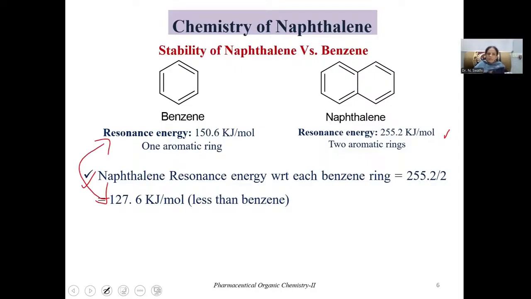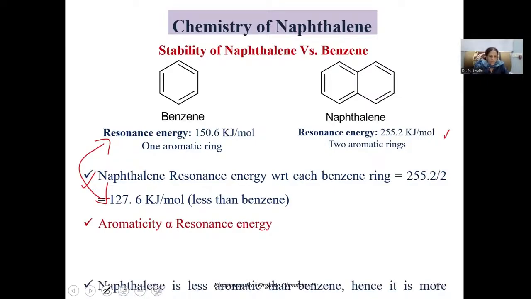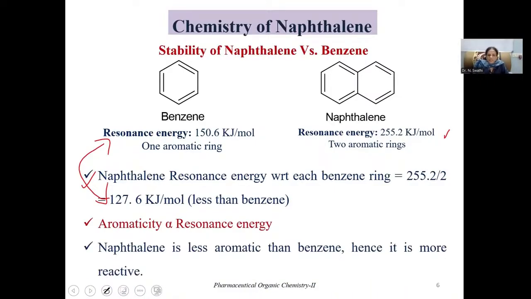When you compare this value with the benzene resonance energy, the naphthalene resonance energy is less. Here aromaticity is proportional to the resonance energy, so the lesser the resonance energy, the lesser the aromaticity, and hence the lesser the stability. That is why naphthalene is less aromatic than benzene, and hence it is more reactive. Stability-wise, benzene is more aromatic than naphthalene, which means benzene is more stable than naphthalene. On the other hand, naphthalene is less stable than benzene.